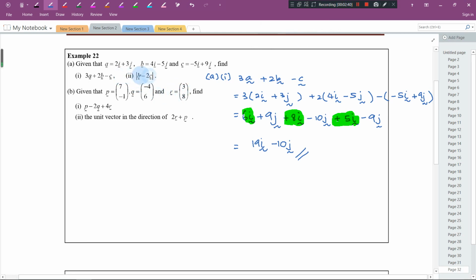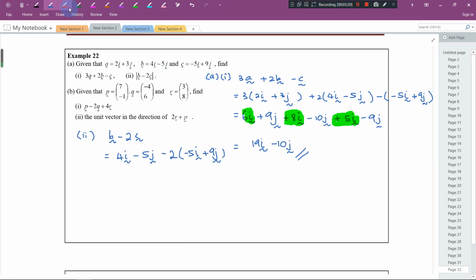Okay, let's try the second part. This means that we want to find the magnitude for this vector. So first we need to get this vector first. b minus 2c. So b is this 4i minus 5j. Okay, so this is b. Then we have 2c, and remember the parenthesis, negative 5i plus 9j.